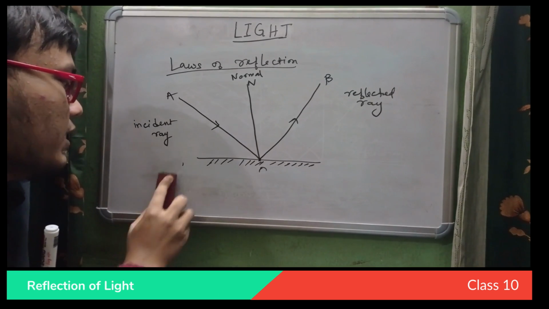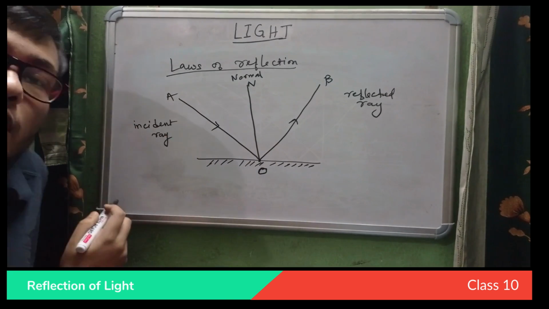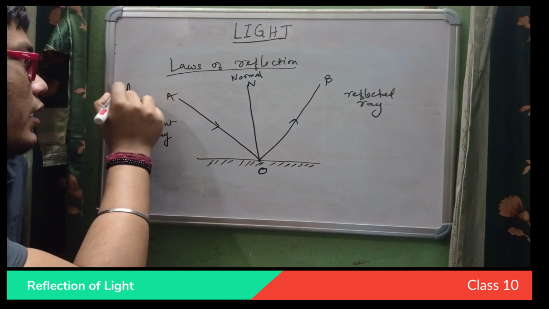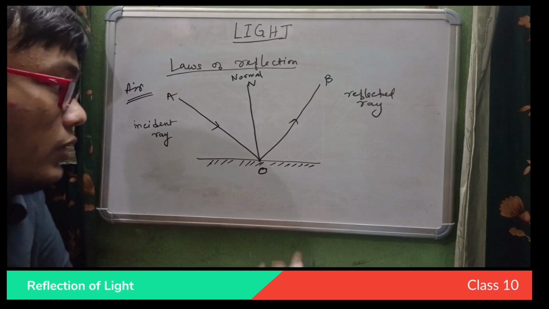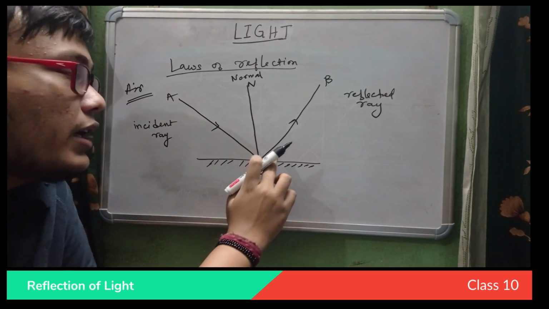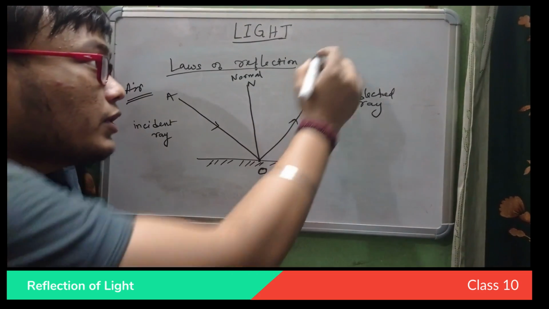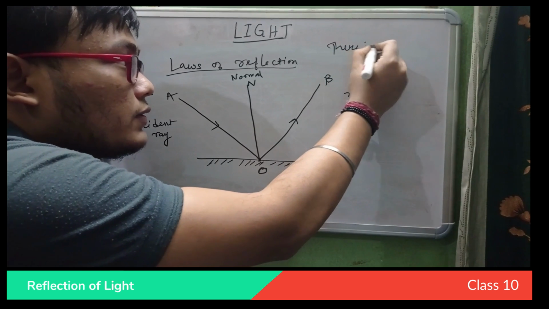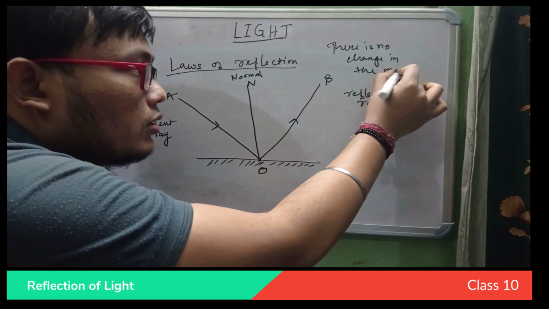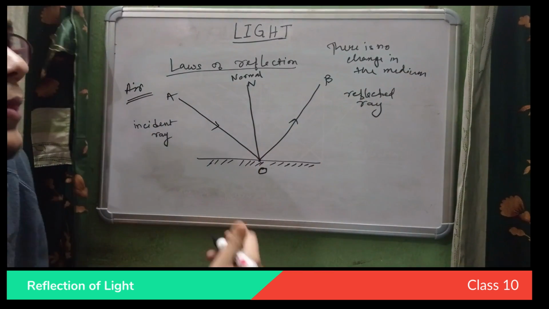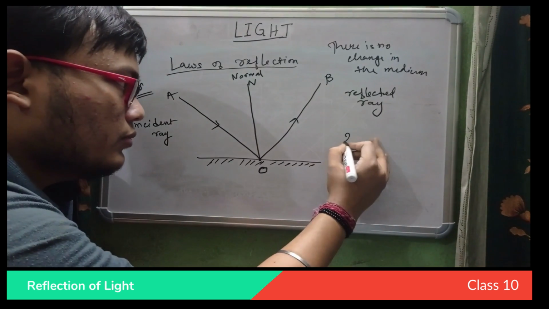The first law basically means that there is no change in the medium. A ray of light passing through air, let us say the medium is air, gets reflected from the polished surface at point O and gets reflected back into the same medium, that is air. So there is no change in the medium.